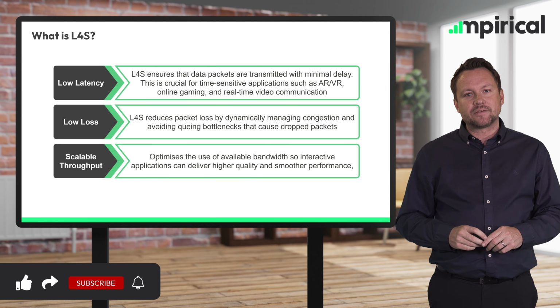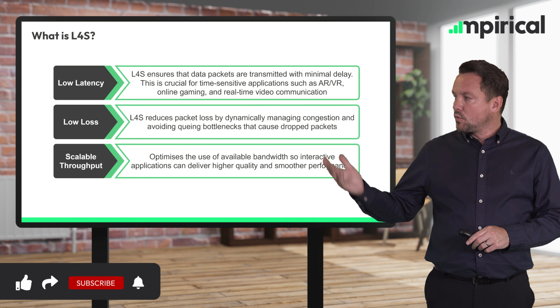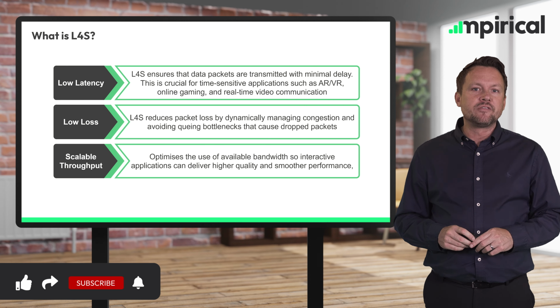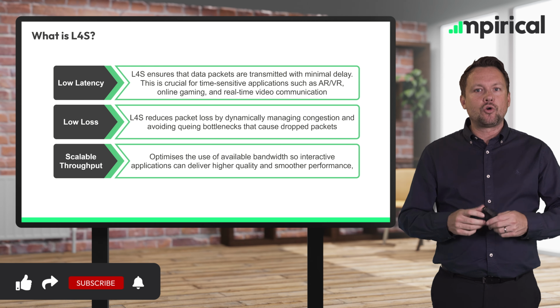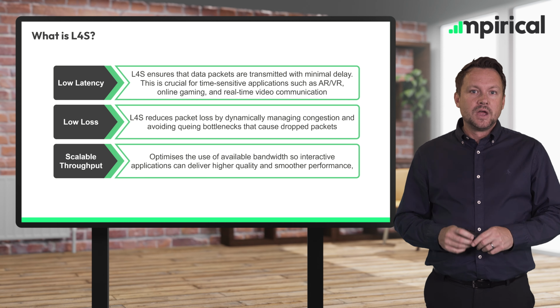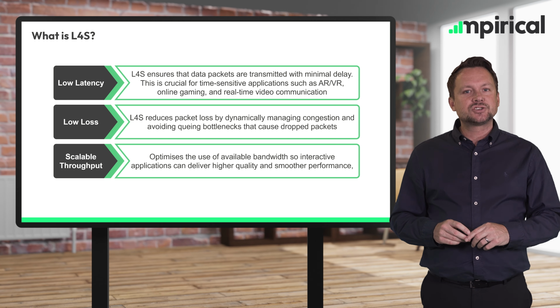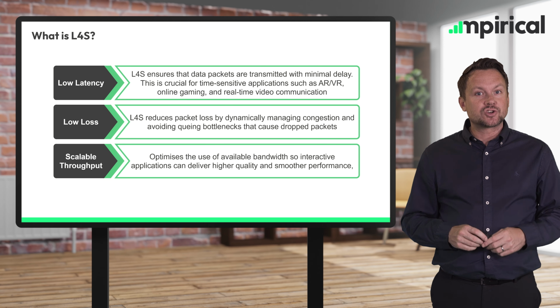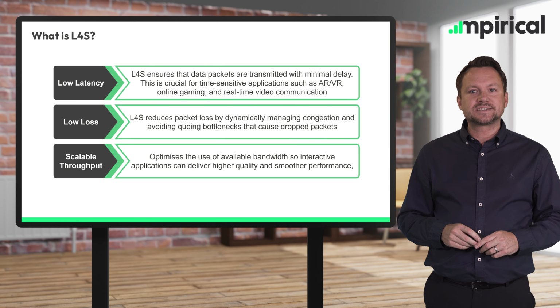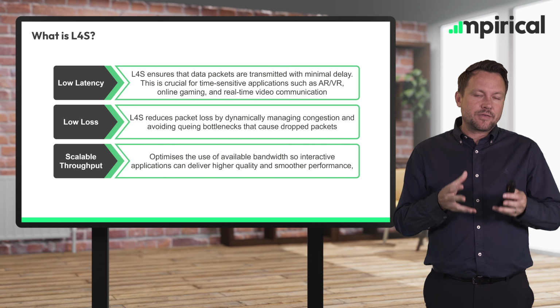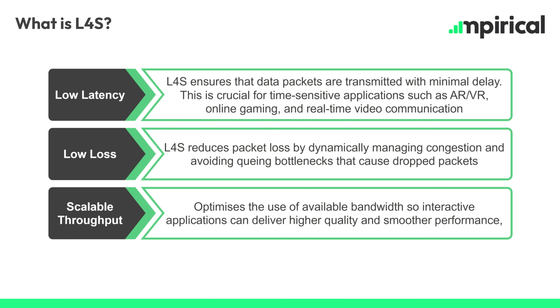And then finally, we have scalable throughput. So with L4S, we can optimize the amount of available bandwidth and we can ensure that all packets are treated fairly. So it's important to note that L4S doesn't just prioritize delay critical traffic. It needs to strike a balance between delay critical L4S traffic, but also classic traffic within the network. So the key thing here is that we strike a balance between delay critical traffic, but also classic traffic, which may have some time frame requirements, but is less delay critical than what we see in the L4S traffic flow.